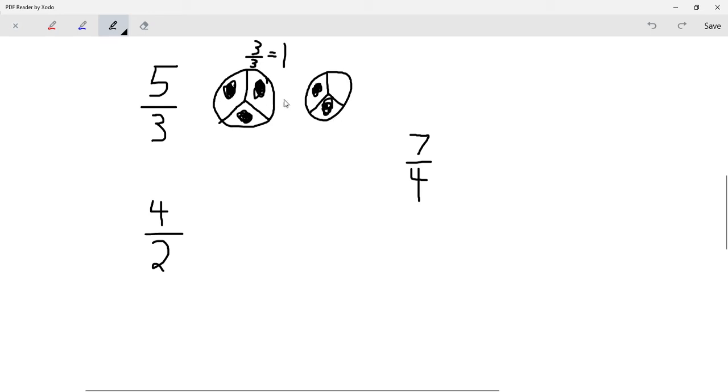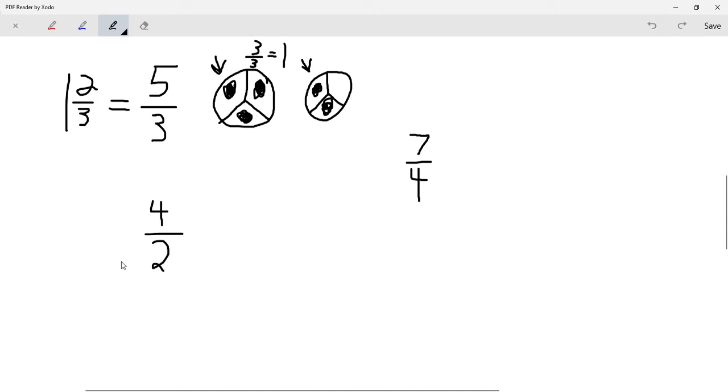So I have now filled in 5/3. Since 3/3 equals 1, 5/3 can also be expressed as a mixed number. We have 1 right here, and then we have 2 more thirds. So 5/3 equals 1 and 2/3, as you can see.